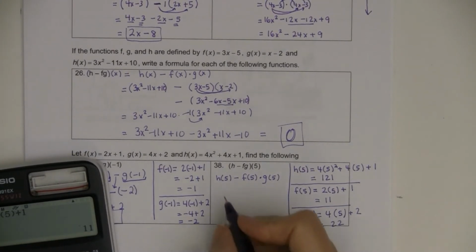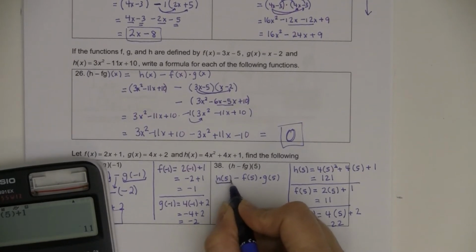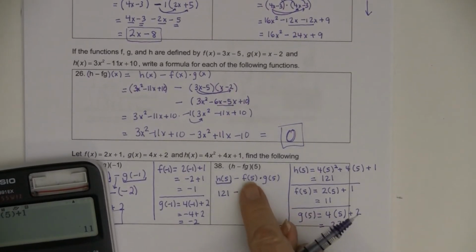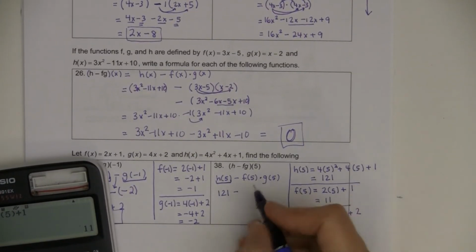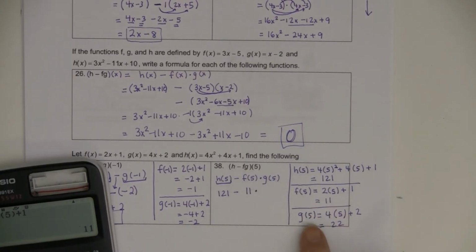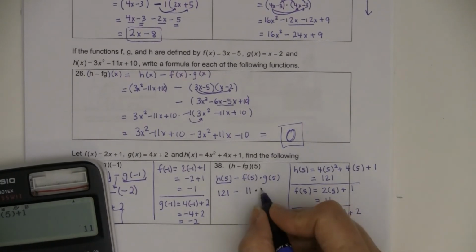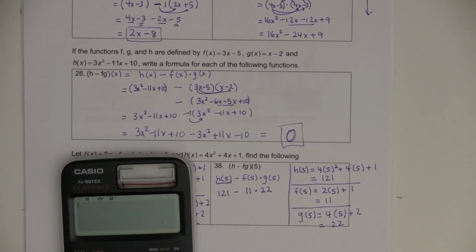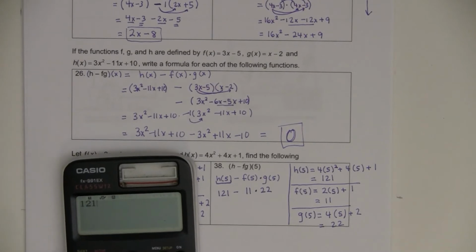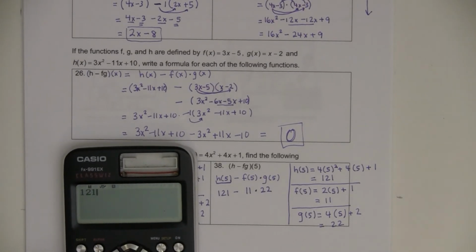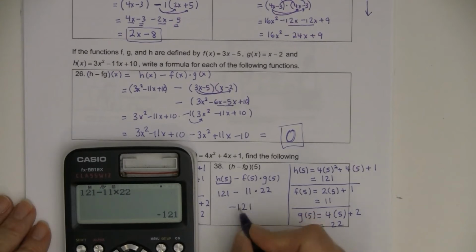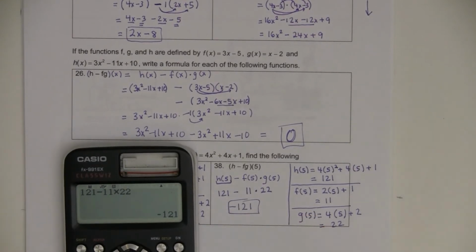Now I'm going to fit in each of these pieces. So h at 5, I did the work, it was 121. Minus f at 5, I did the work, it's 11. Times g at 5, I did the work, it's 22. And then, of course, you could put that in your calculator, just like you see it. 121 minus 11 times 22, and I get negative 121. And there's your answer there.